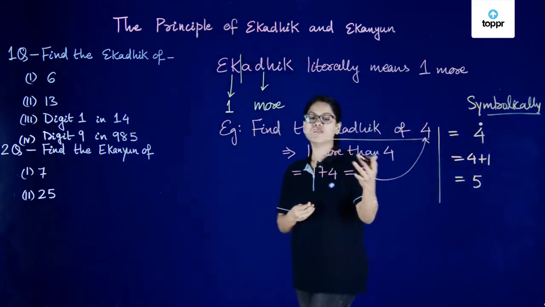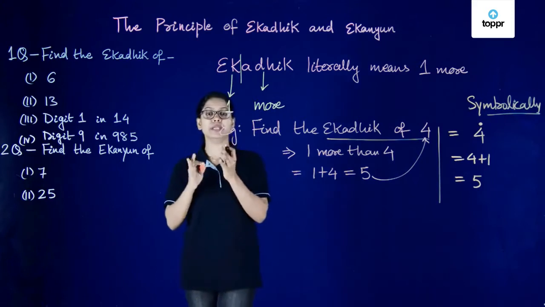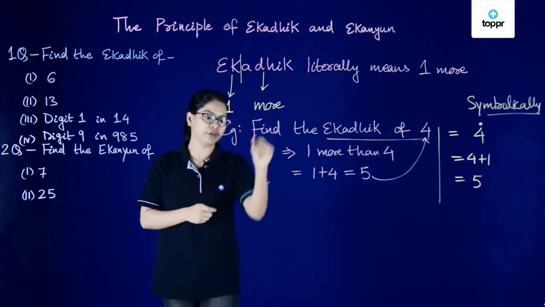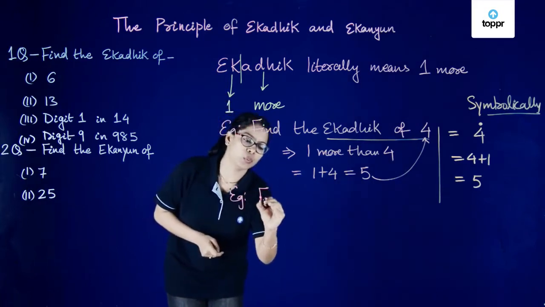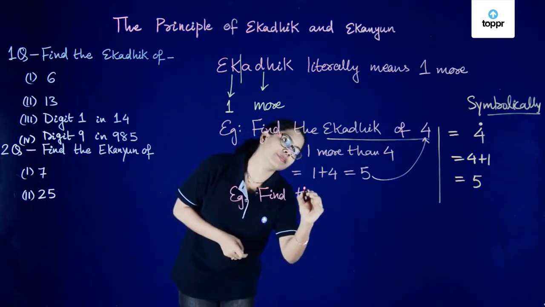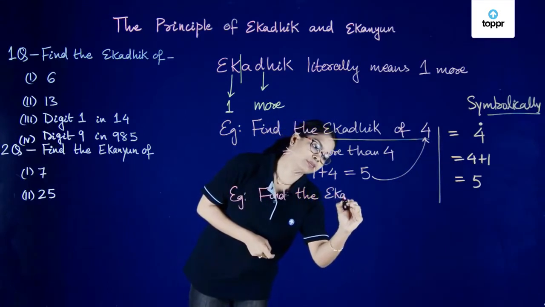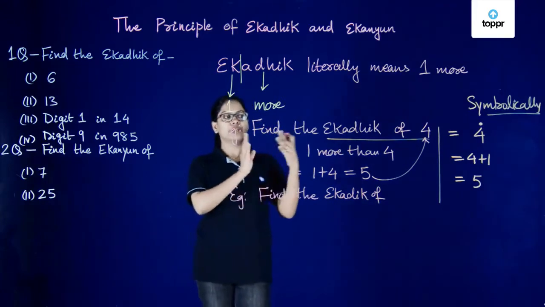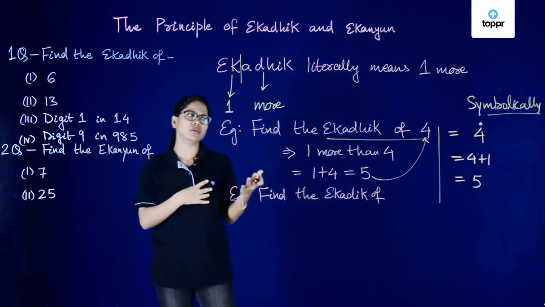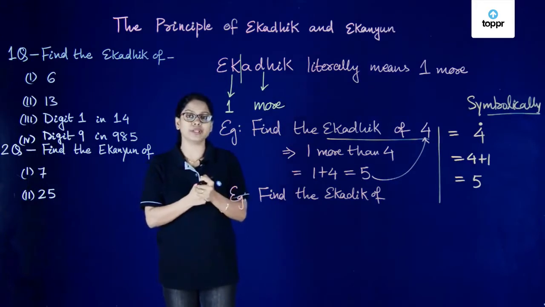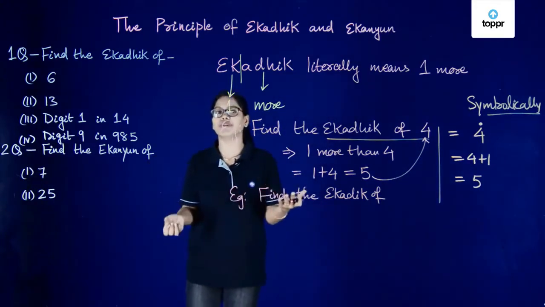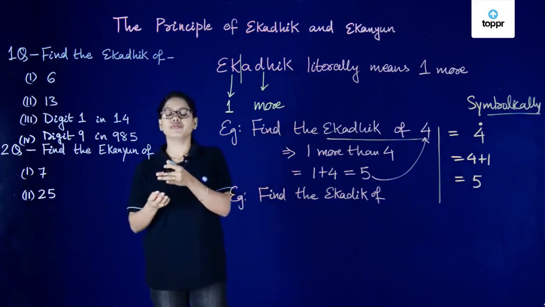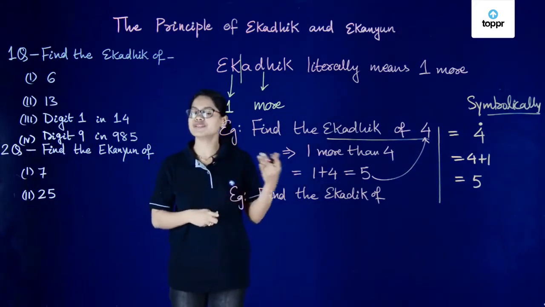Now, in the same way, we can also find Ekadhik of any particular digit in a given number. For example, if we have a slightly different question, and the question is to find the Ekadhik of... Now, since we know how to find the Ekadhik of 4, we can solve similar questions. If we have to find the Ekadhik of a bigger number, supposing 25, it will be 26. And Ekadhik of 50 is one more than 50, that is 51.